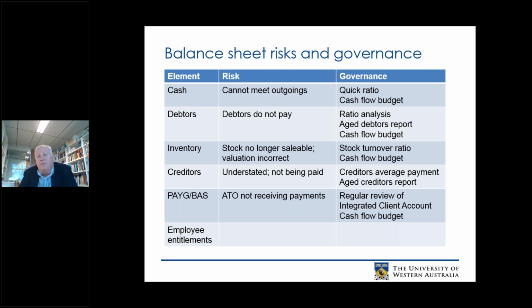In terms of debtors, so those people who owe you money, the big risk is that those debtors don't pay. And again, ratio analysis is used to help you understand that critical element in your balance sheet. But we also use aged debtors reports to be able to explain to the board and senior management who hasn't paid and how long it has been since they've paid.